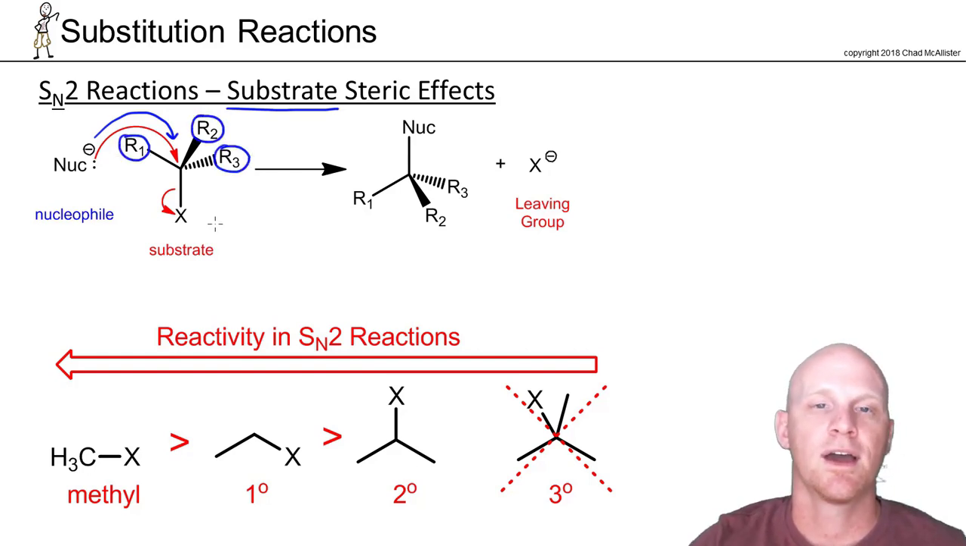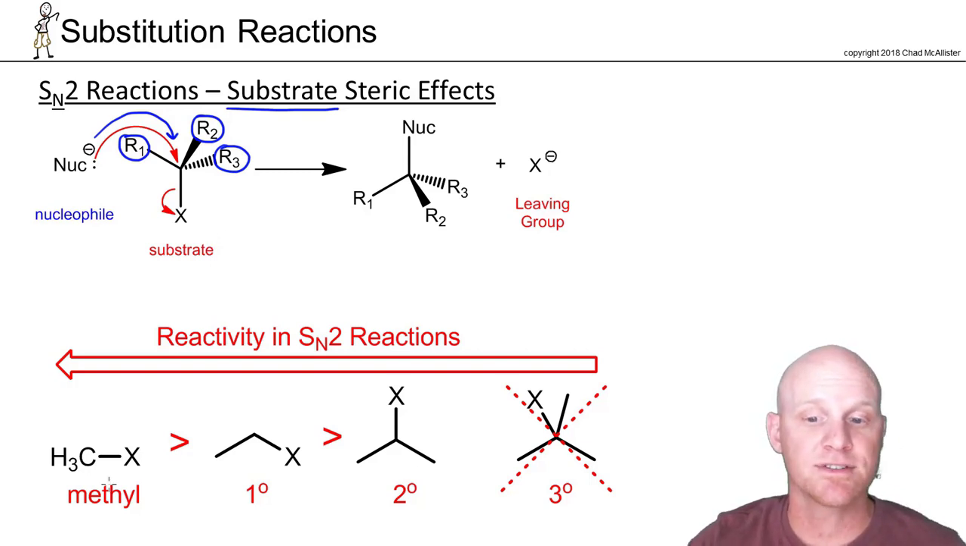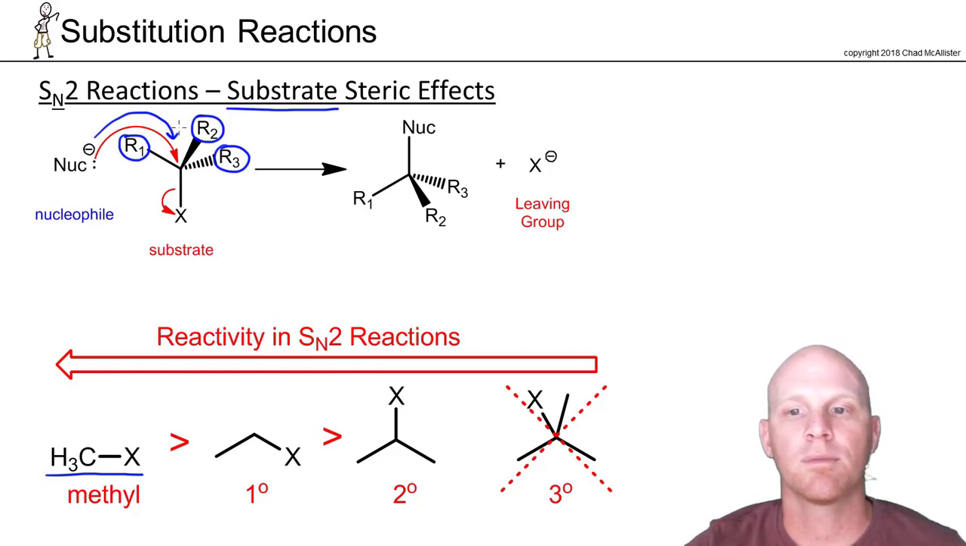R1, R2, and R3. If they are as small as they could possibly be, if they're all three hydrogens, that would be a methyl halide. So then that nucleophile is going to have no problem getting to the backside, and the reaction goes very quickly. But as you start substituting these three possible groups with carbon chains instead of hydrogens, the reaction gets slower and slower and slower. And by the time you reach a tertiary halide, you'll find out that the SN2 reaction is completely hindered. So backside attack is completely blocked and the reaction does not happen.